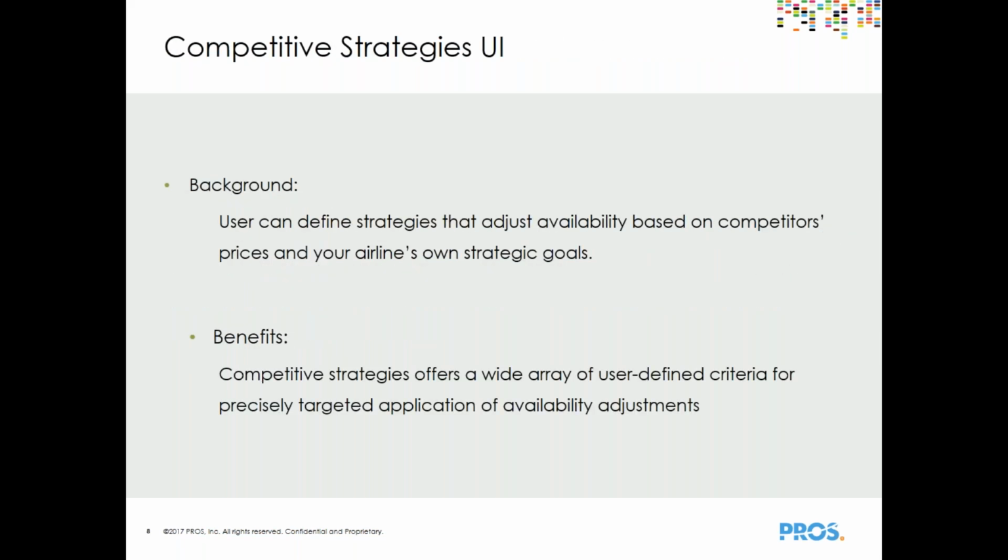Moving on, let's talk about the new Competitive Strategies UI. So to give a brief background of this feature, Competitive Strategies allows users to define strategies that adjust availability based on competitors' prices and the airline's own specific strategic goals. Now, these strategies aim to give our users flexibility by offering a wide array of user-defined criteria for the sake of targeting specific availability adjustments in order to match and beat your competitors' fares.